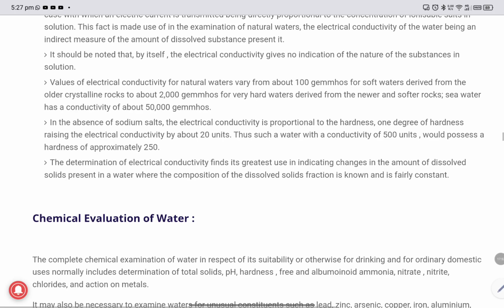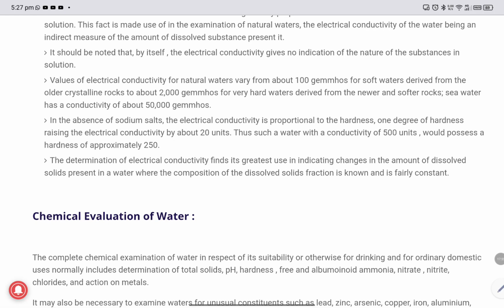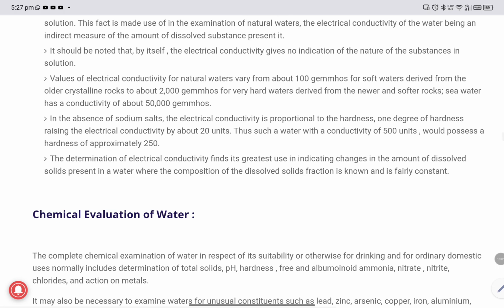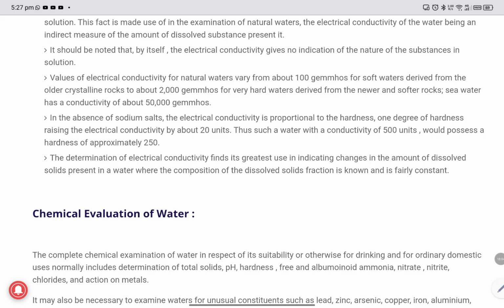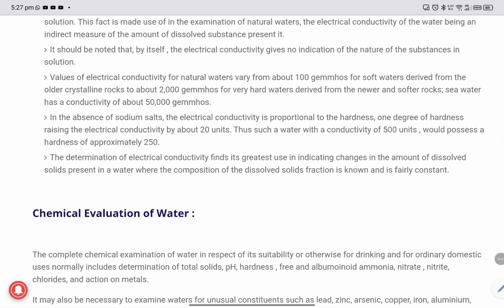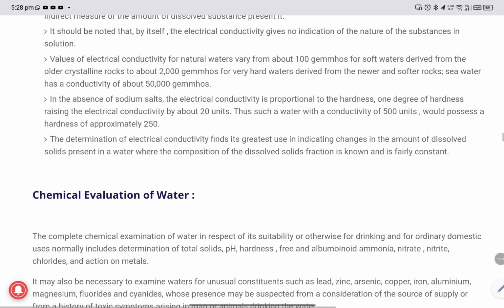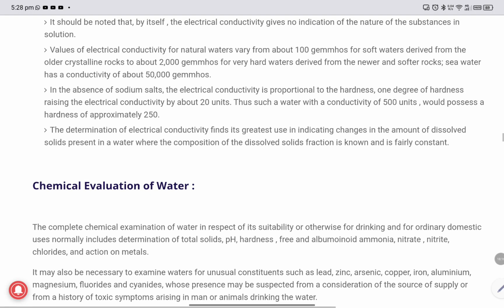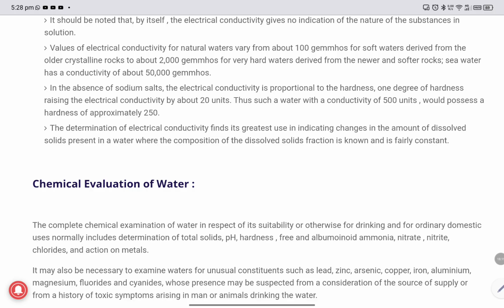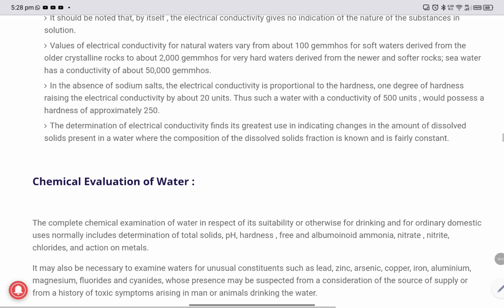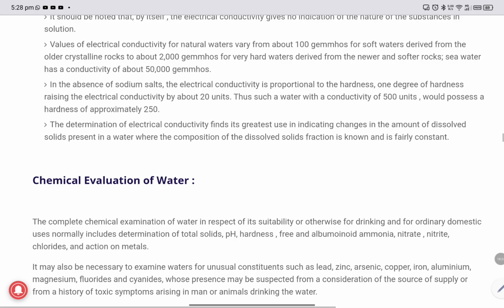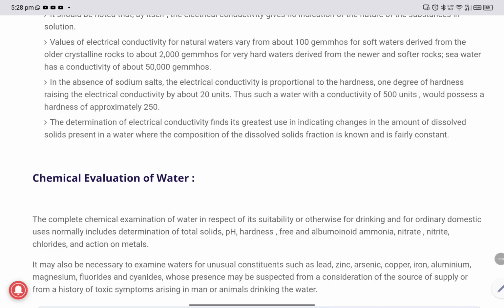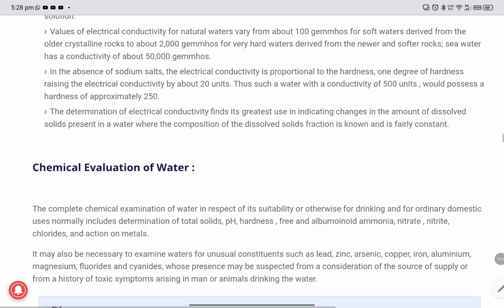Values of electrical conductivity for natural waters vary from about 100 micromho for soft water derived from the older crystalline rocks to about 2000 for very hard water derived from the newer and softer rocks. Seawater has a conductivity of about 50,000 micromho. In the absence of sodium salts, the electrical conductivity is proportional to the hardness, 1 degree of hardness raising the electrical conductivity by about 20 units. Thus, such a water with a conductivity of 5000 units would possess a hardness of approximately 250.